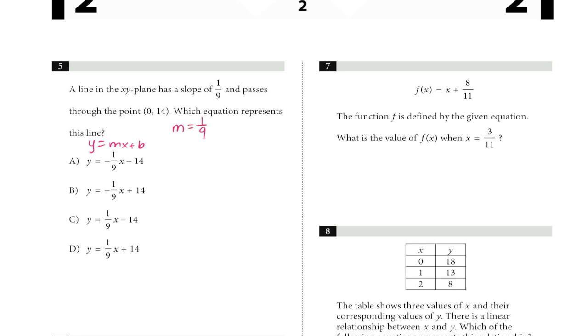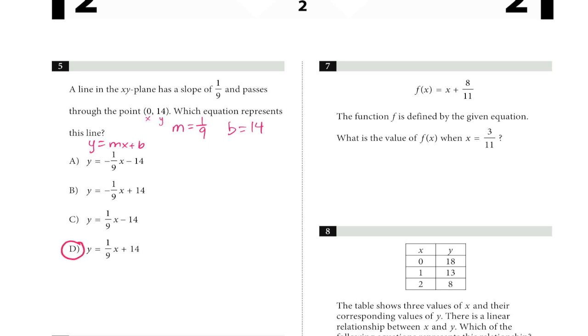And then remember, b is our y-intercept. And what it means to be the y-intercept is it's the value of y when x is 0. Well, if you look at the point they gave us, 0, 14. So they gave us when x is 0 what the y would be, which means that our y-intercept is going to be that positive 14. So our line would have to be y equals 1 over 9 times x plus 14. The answer is D.